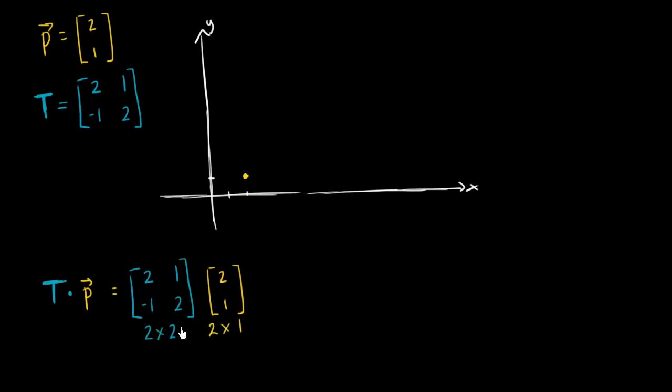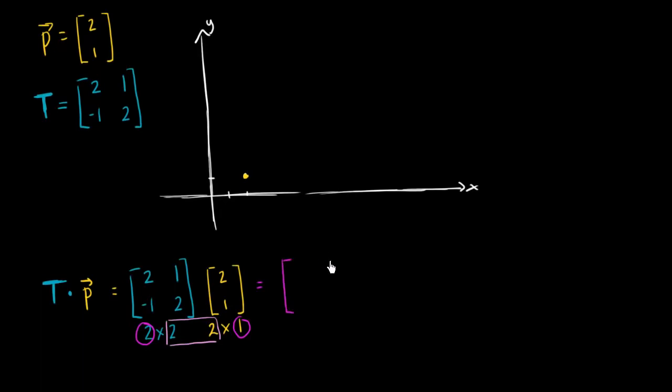Well, sure. As we know, conventional matrix multiplication is only defined if the first matrix's number of columns is equal to the number of rows in the second matrix right over here. And we see that both of those are 2. So this is going to result in a 2 by 1 matrix.